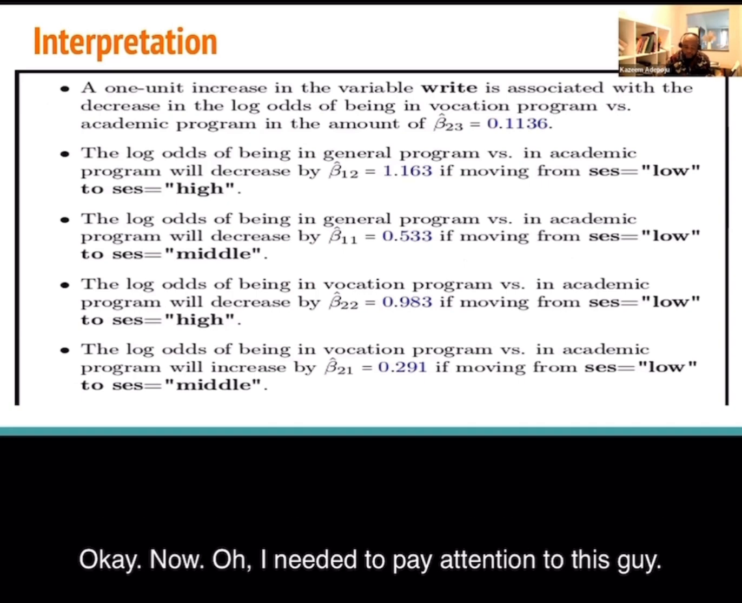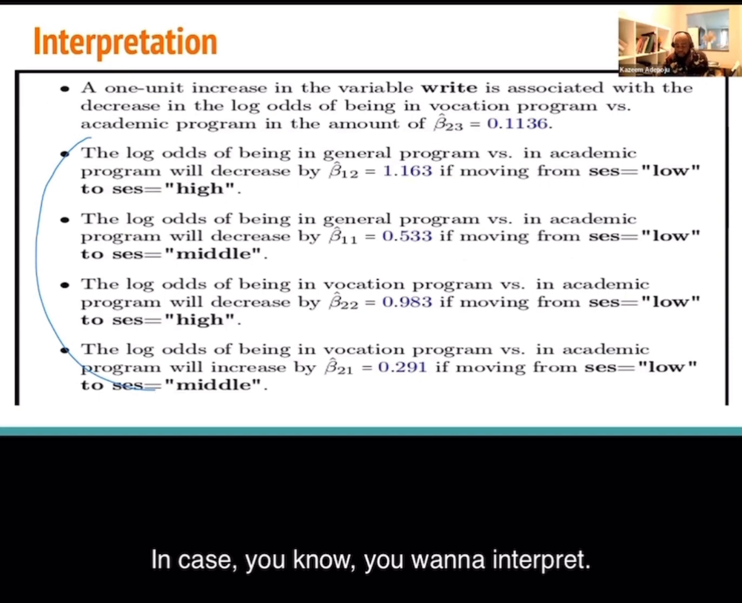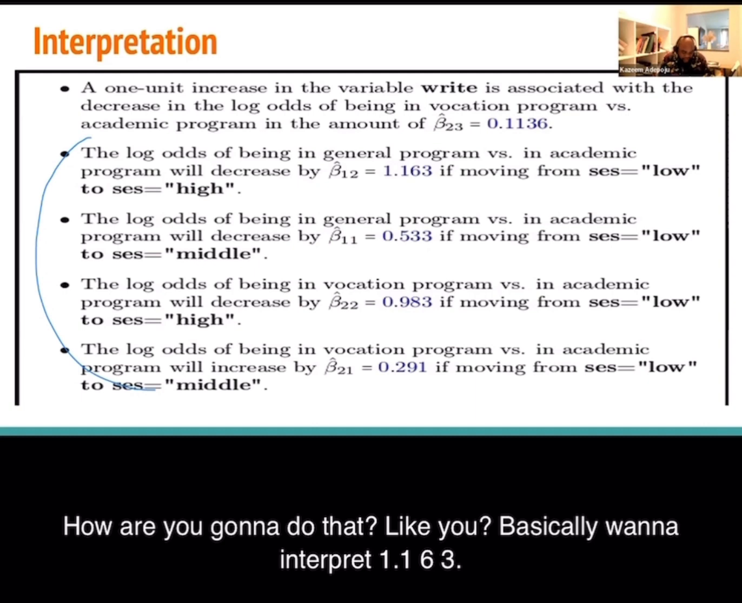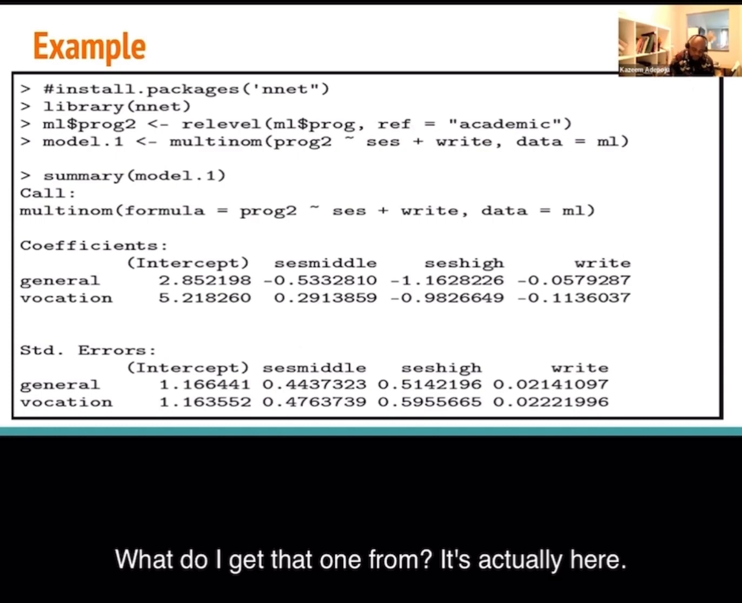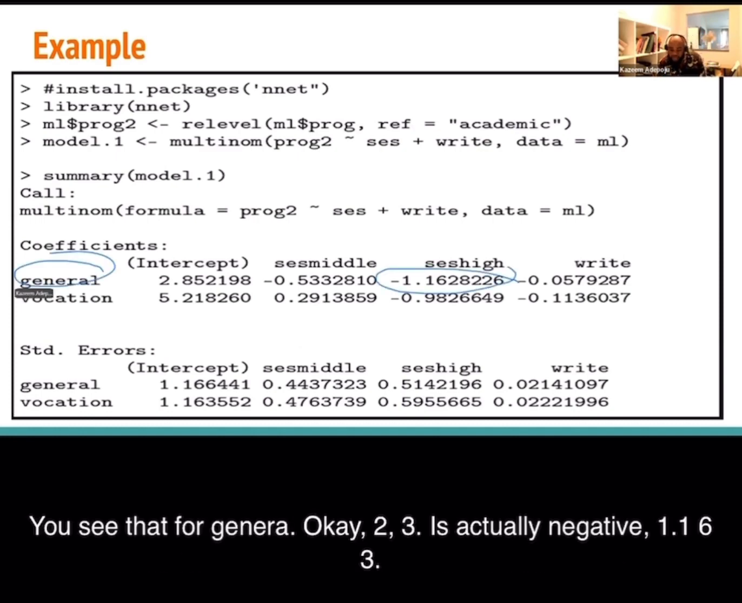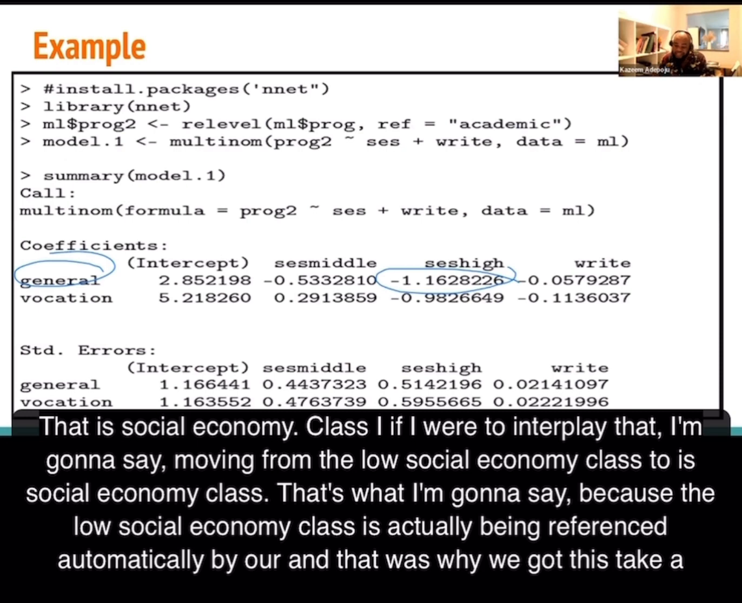Okay. Now, I need you to pay attention to this in case you want to interpret a categorical predictor. How are you going to do that? Like you basically want to interpret 1.163. Where do I get that one from? It's actually here. You see that? For general, okay, to 3 decimals, it is actually negative 1.163. That is socioeconomic class I.